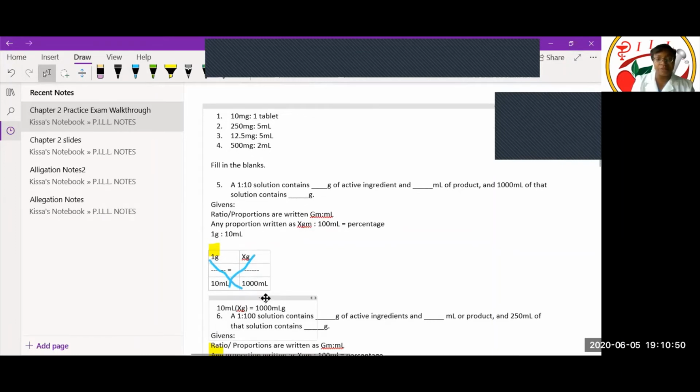Oh, I need to move this over, so it's not too messy.